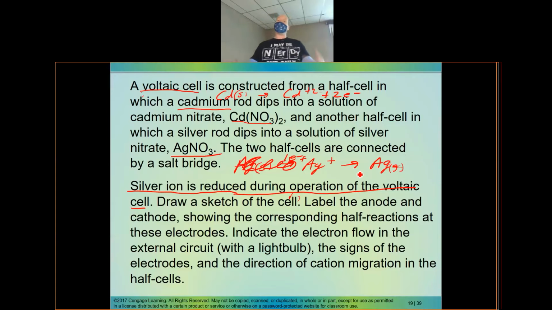And now before we would add them up, we would have to multiply the silver by 2 to get the overall reaction. We'd have to multiply it by 2 because your electrons gained have to equal the electrons lost. All right, so we can draw this cell.